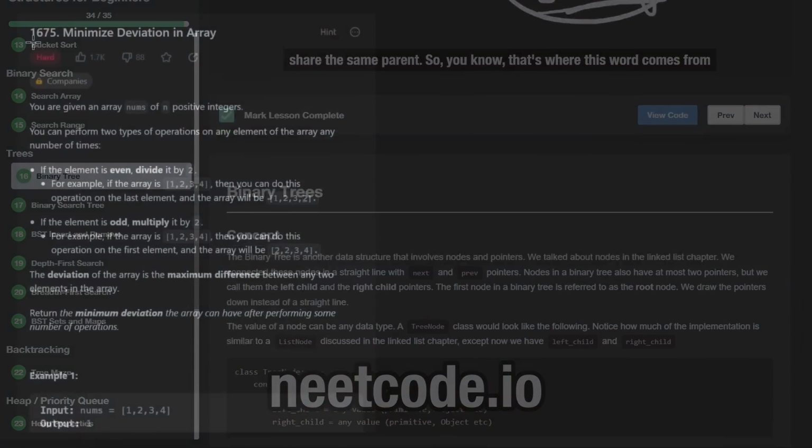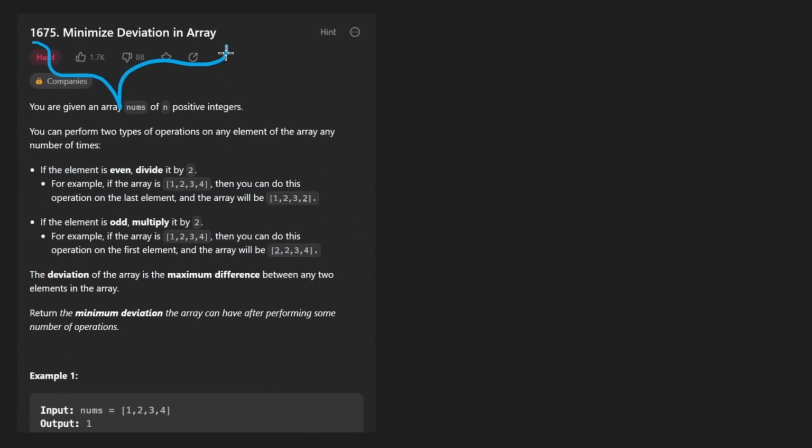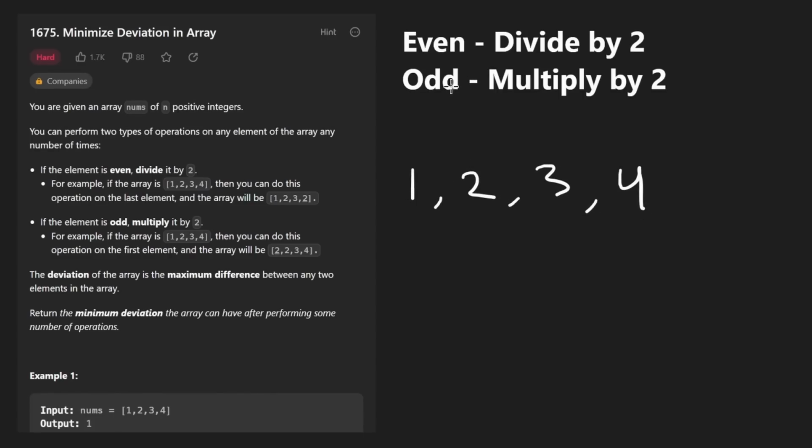So today let's solve the problem Minimize Deviation in Array. This one is going to blow your mind. We're given an integer array, maybe something like 1, 2, 3, 4. The rules are pretty simple this time.